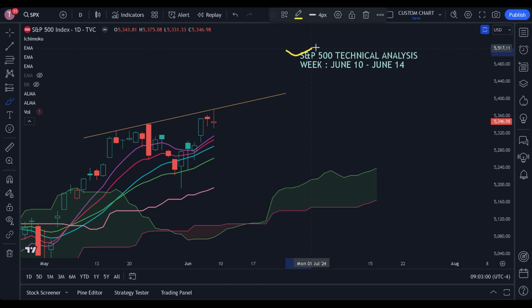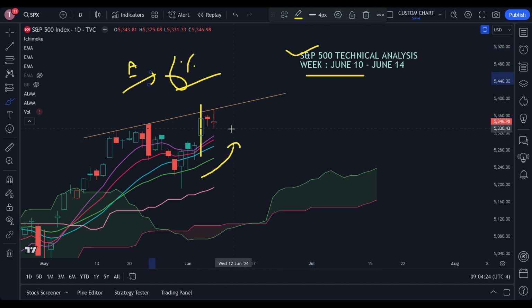Guys, this is S&P 500 weekly technical analysis for the week of June 10th. Now that the S&P 500 has regained its bullish movement, it is going to move up, but there will be a few restrictions, and the primary restriction is this, the trend line. If you notice, yesterday on Friday, the S&P 500 moved up, hit the trend line and it failed.